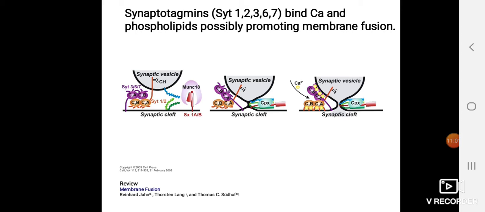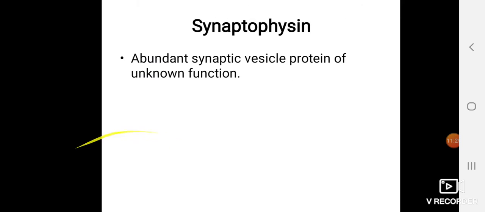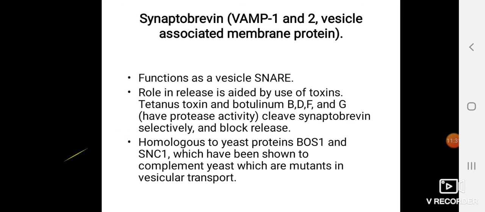So this you can see is the synaptotagmin, which has the calcium binding sites, where with the help of calcium it gets regulated. With calcium it is going to be bound to the syntaxin. When the calcium goes down, it is going to be bound with the synaptobrevin. Synaptophysin is another abundant synaptic vesicle protein, but its function is not clear.